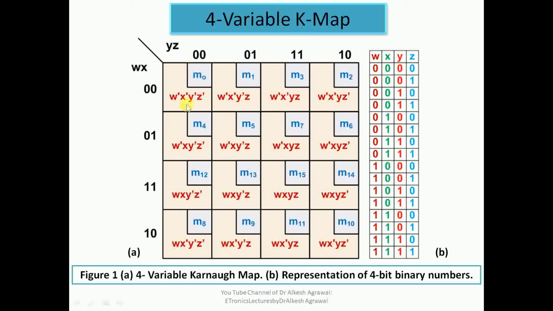Now see column wise. Here yz is 0 0, so we have y bar z bar in every cell. For this whole column, y is 0 and z is 1, so we have y bar z. For this whole column, yz is 1 1, so we have yz. And for this whole column, y is 1 and z is 0, so we have y z bar. This is how you can understand the depiction of each cell in terms of min term designation and min term value.